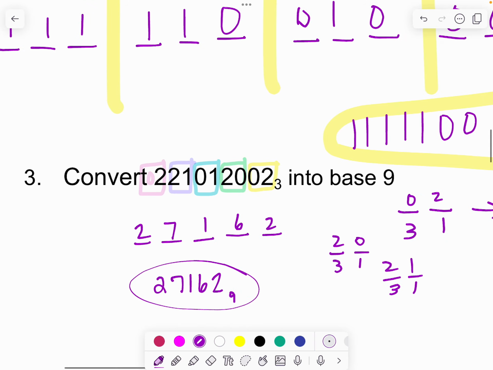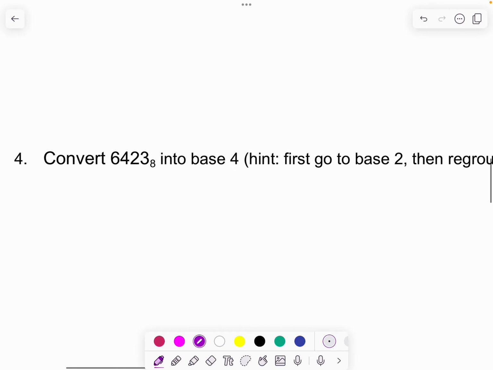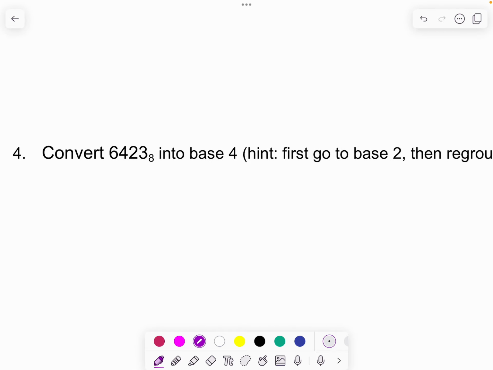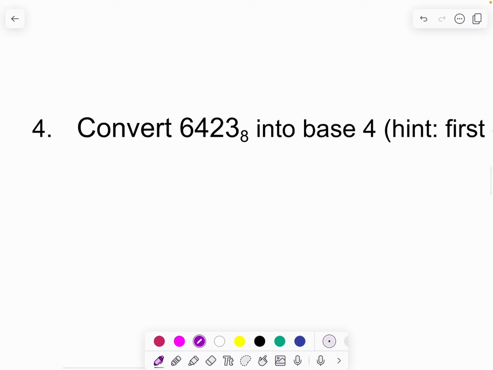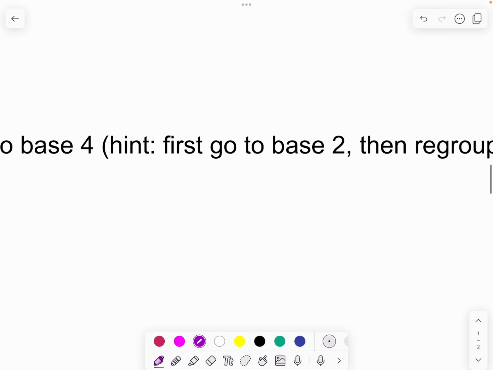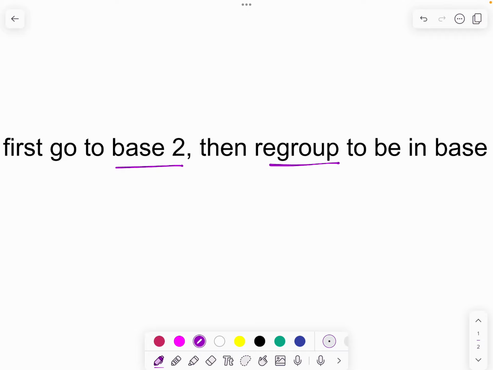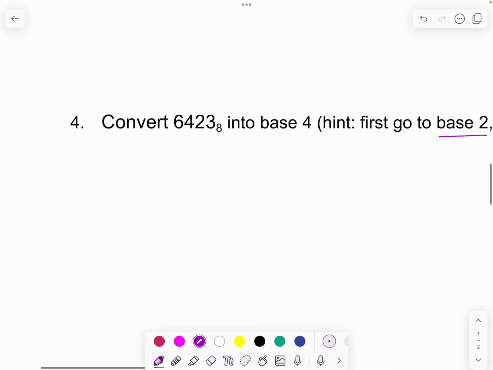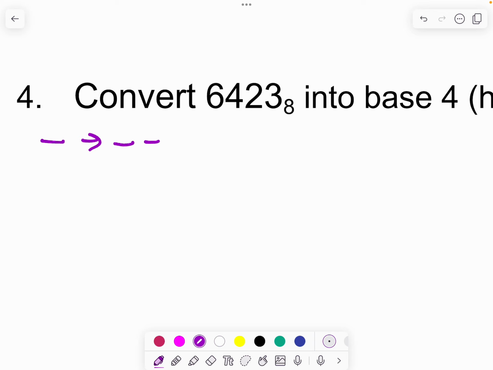All right. Now, for this last one here, this is similar to the problem that we saw on our contest last week, and it was a beast when we worked through it. So I want to show you how we could have done this problem in a simpler way. So first, we are going to go into base 2, and then once we're in base 2, we will regroup to be in base 4. All right, so if I'm going into base 2, just like we saw a minute ago, my base 2 had 1 digit going into 3. So that's our first step.